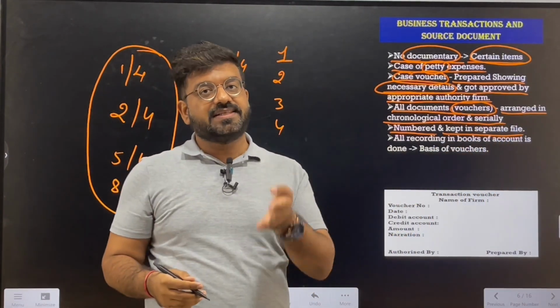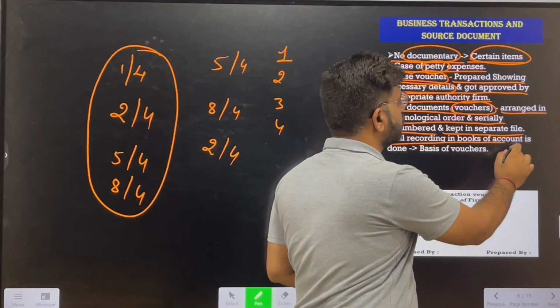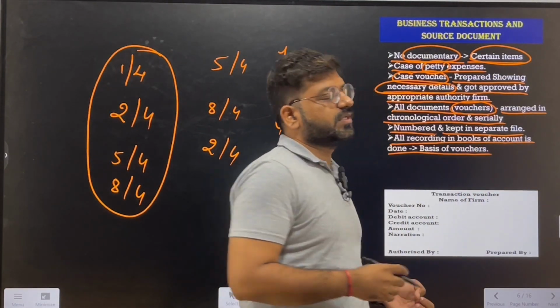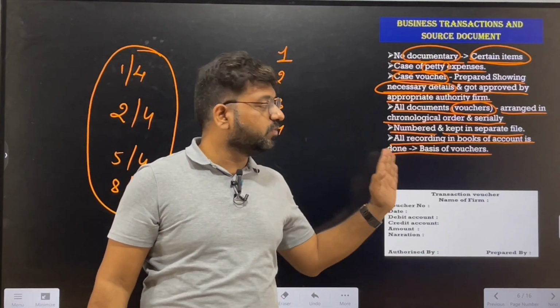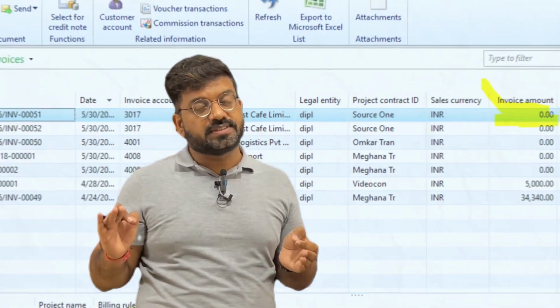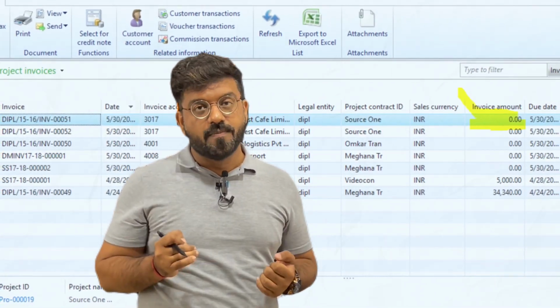Obviously, there should be a file which is maintained. That file should be different because that's a source document. From that only, the recording part begins. So it should be maintained separately so that if at all there's a confusion in future, we can just verify the source document. Next, all recording in books of accounts is done on the basis of vouchers. Everything is recorded in the books according to these vouchers only. So these vouchers play a very important role in recording the transactions.